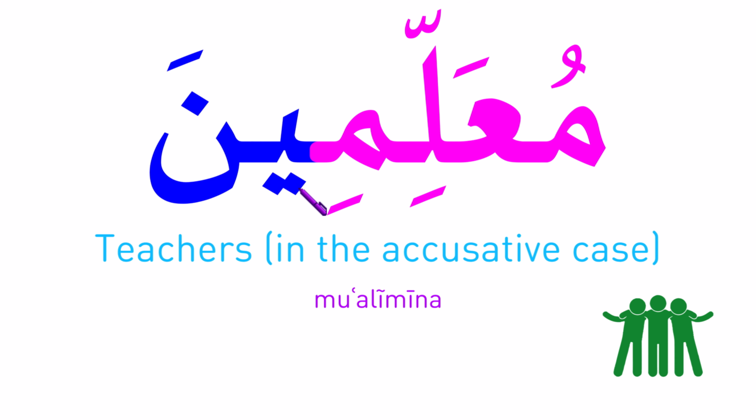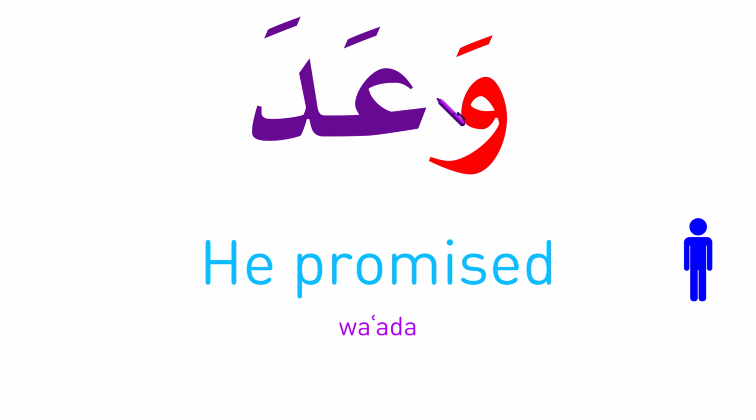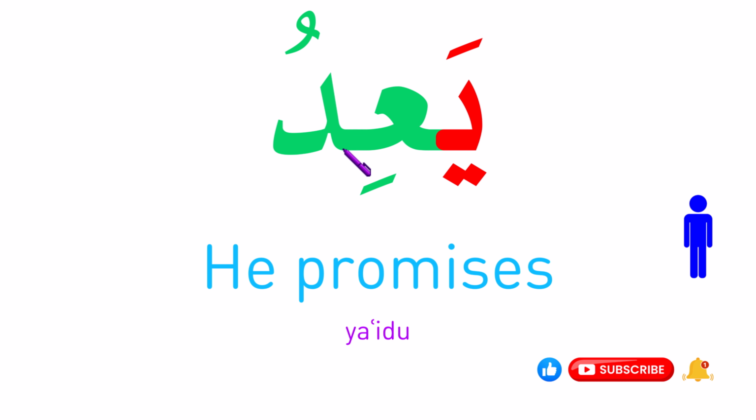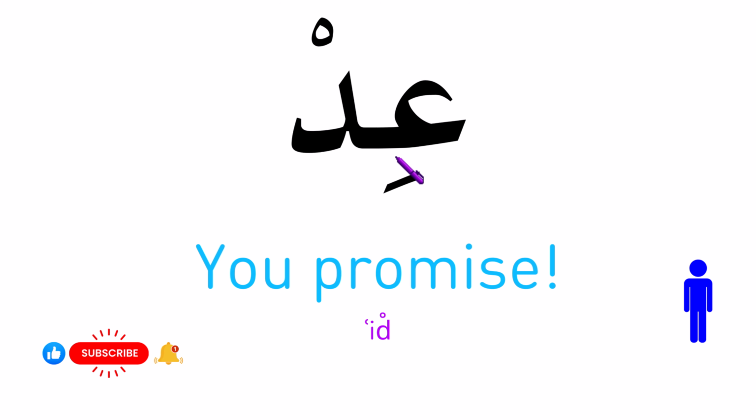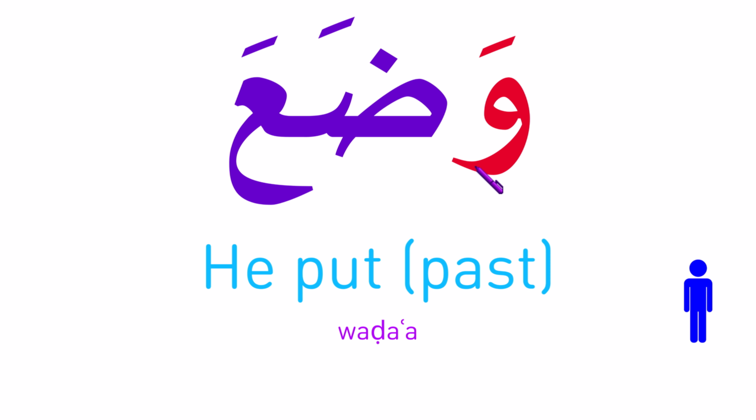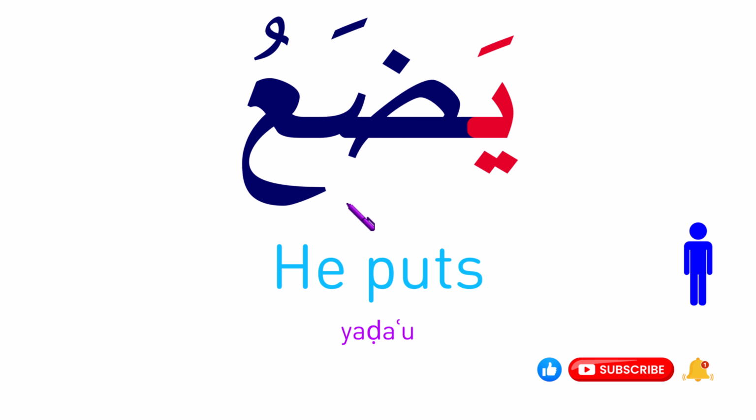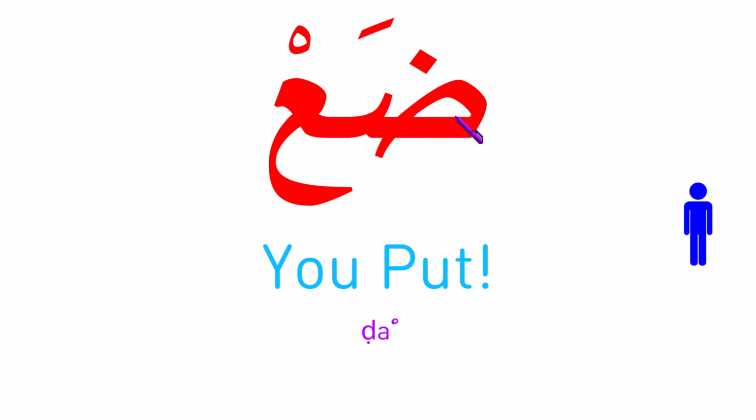وعد, he promised. يعد, he promises. The verb is in the present tense here. عد, you promise for singular male. It's imperative or command. وضع, he put in the past tense, comes from the verb يضع, he puts in the present tense. ضع, you put in the imperative or command.